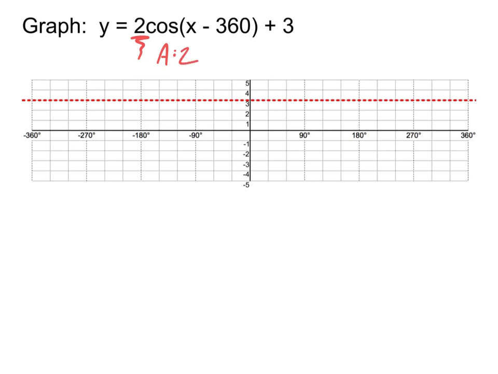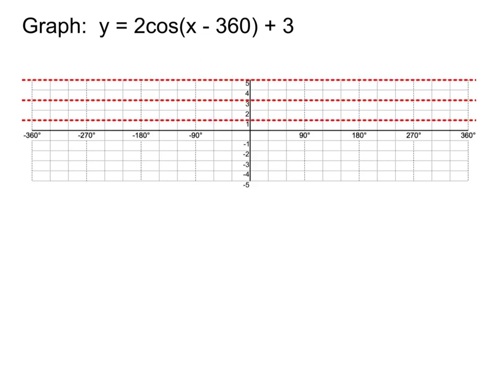Now, some of you are thinking, what does that mean that I start up at 2? No. Remember that the amplitude is relative to the midline. So that's telling me that from that midline, I'm going to be going up 2, and I'm going to be going down 2 as well. That's how I get my top and my bottom.